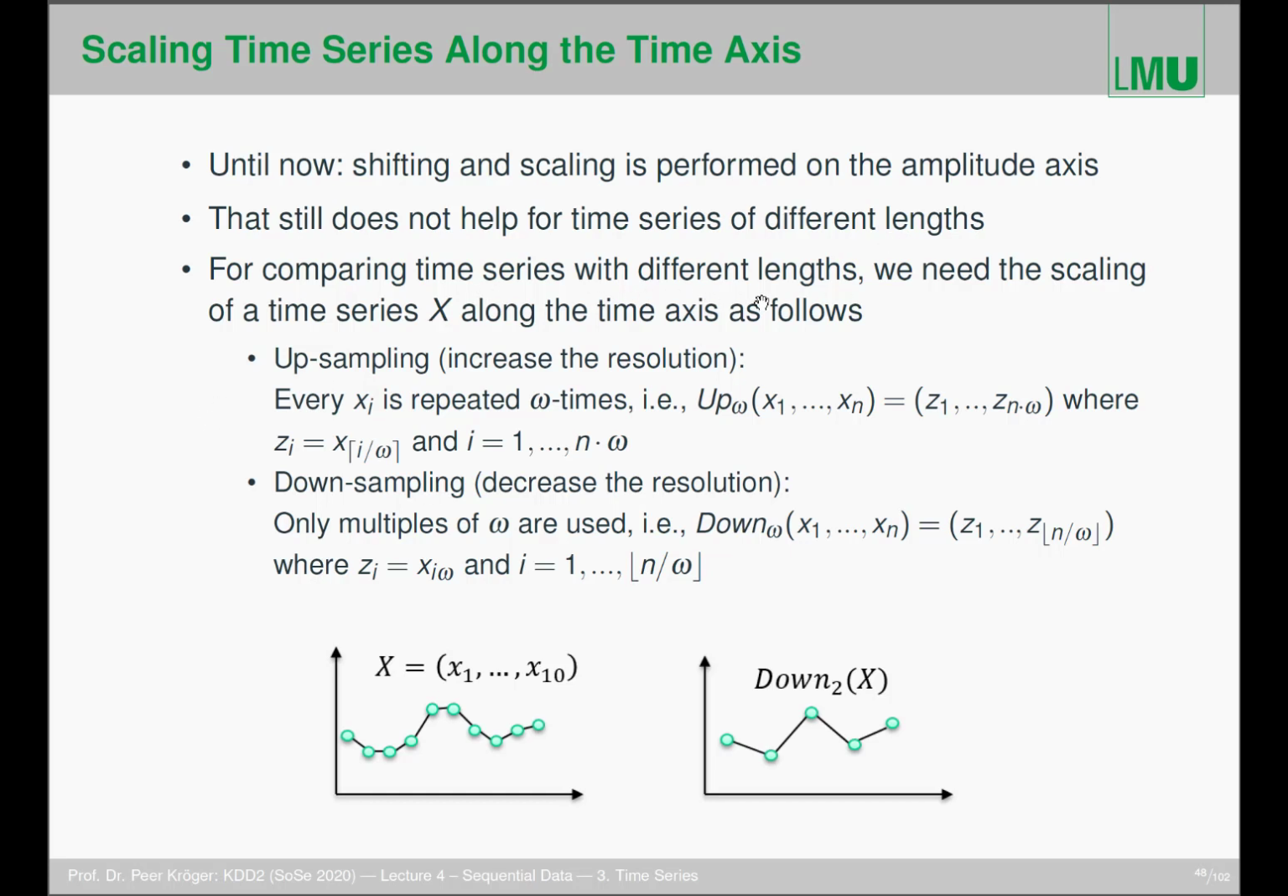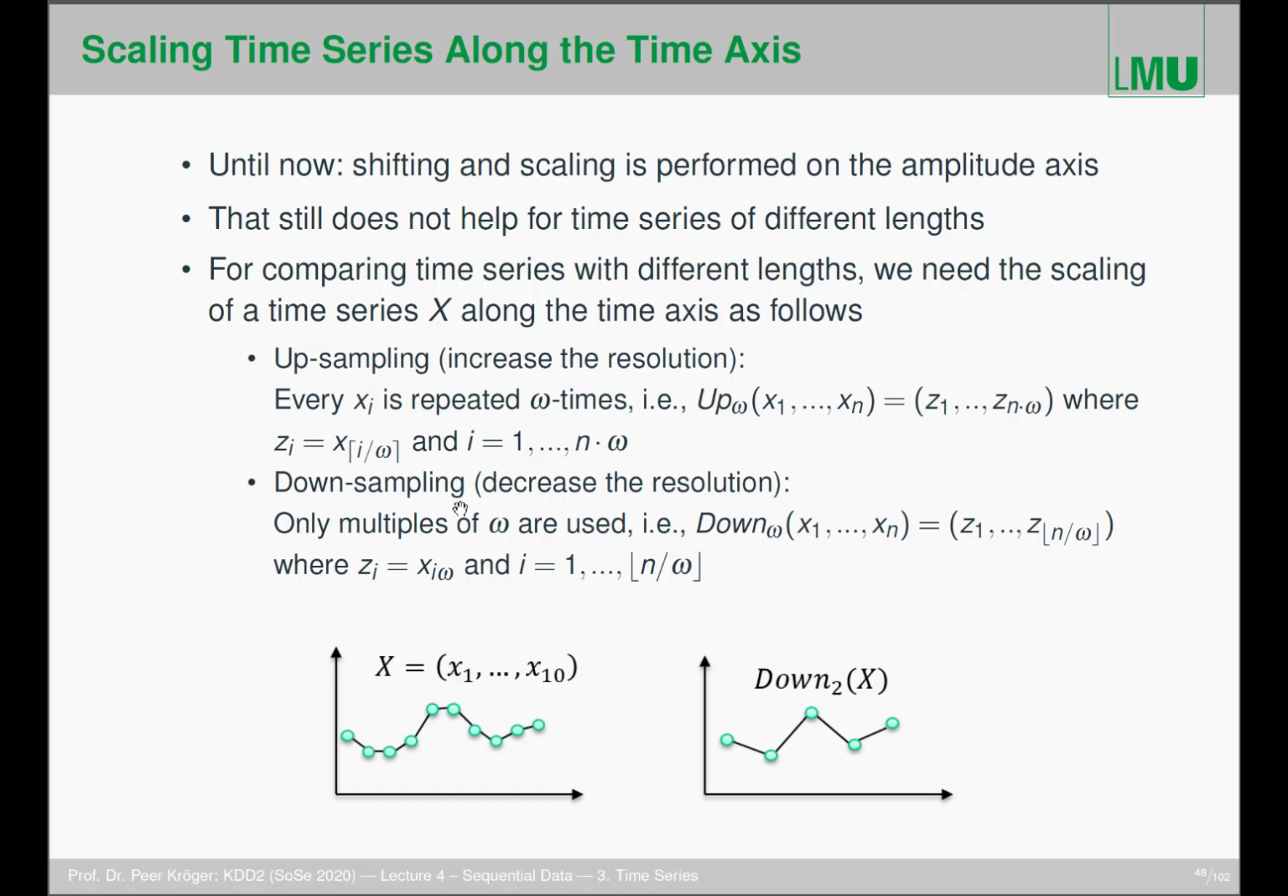So for comparing time series of different length, for example with Euclidean or Lp norm, the Minkowski distance, we need to scale the time series, or both time series, along the time axis so that they have the same length. And we can do, for example, two different things. We can do so-called upscaling, which increases the resolution. For each value, we repeat the value omega times, so that the whole thing is obviously the correct length.